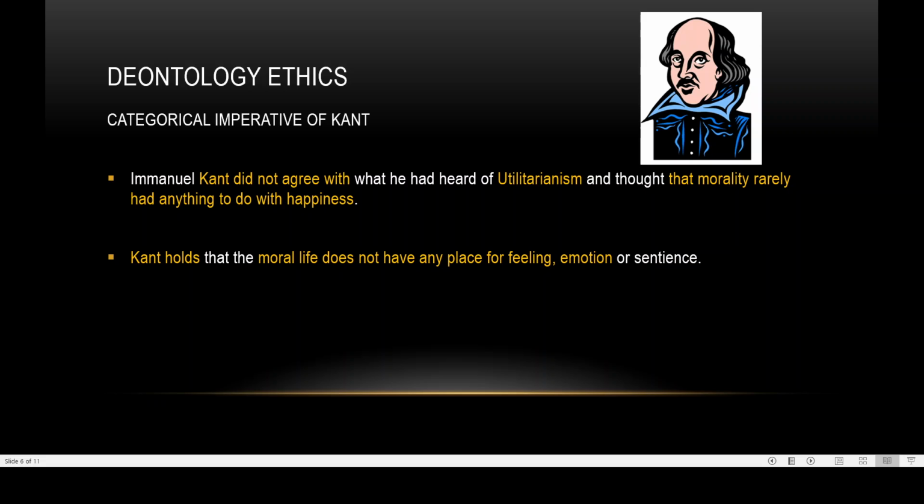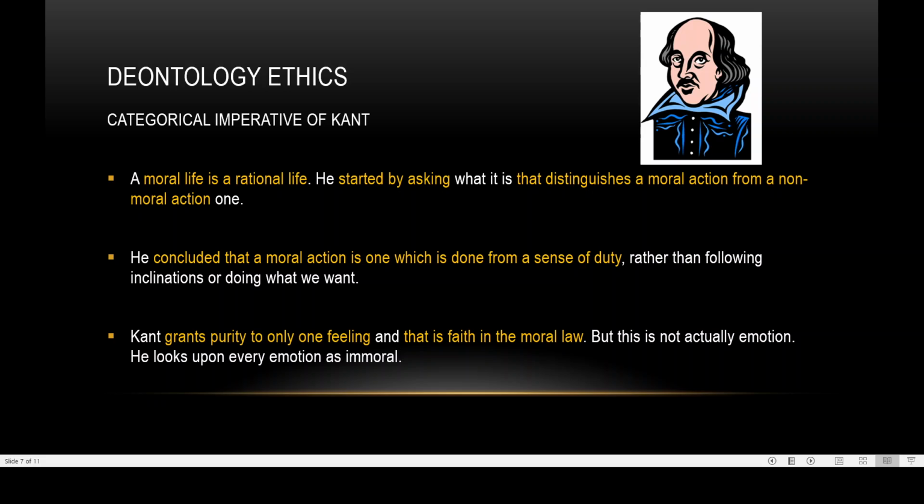Okay, Immanuel Kant gave a concept called categorical imperative. That is the most important thing. He did not agree with what utilitarianism said. He said that morality has nothing to do with happiness. And he also holds that moral life does not have any place for feeling or emotion or sentience. He says that moral life is a rational life. If you are rational, you will be moral.